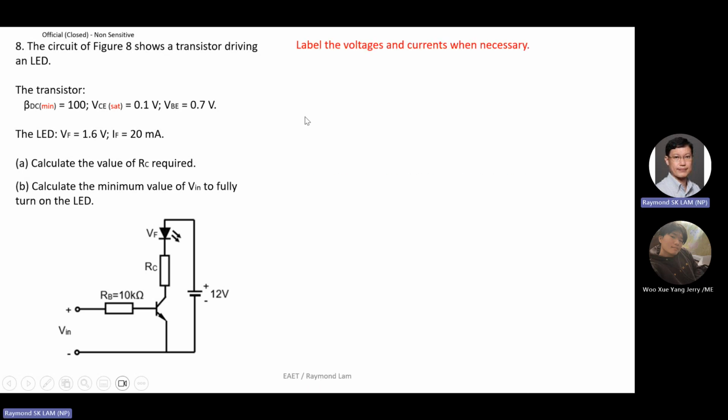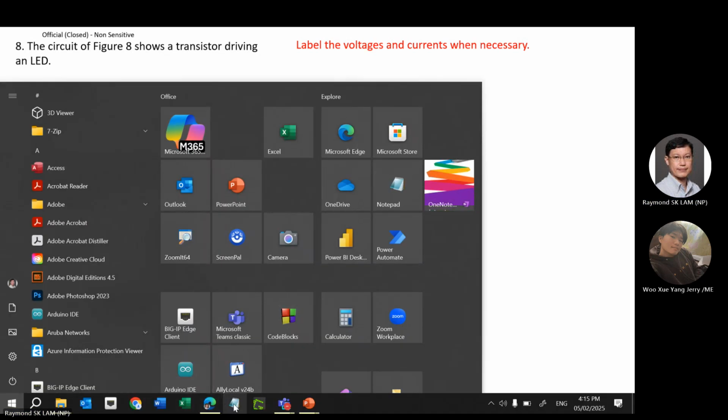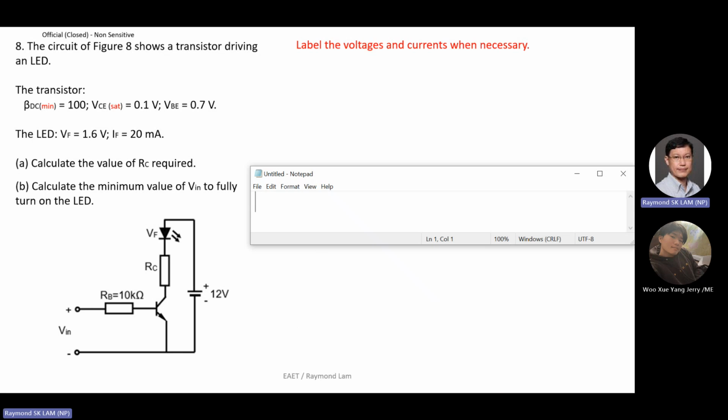Okay, so have you read the question already? So you roughly read the question. It says that it's a transistor that drives the LED. Look at this symbol without the arrows. This symbol is what? A diode, right?